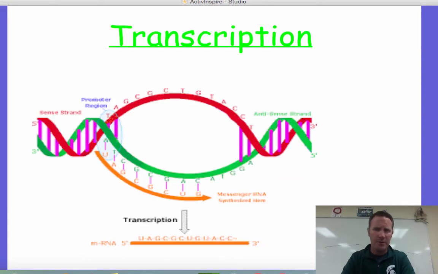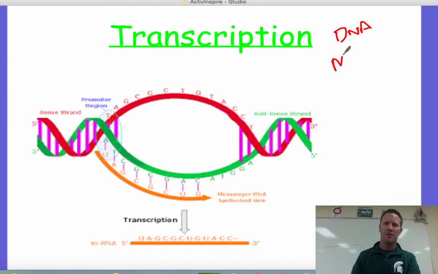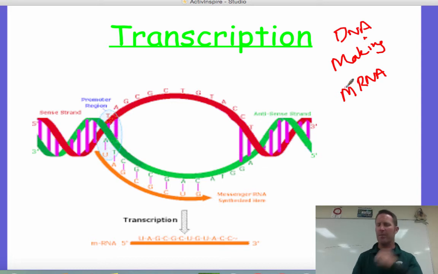Okay, next is transcription. Transcription is the first part of the process of making proteins, where we take our DNA and make an mRNA copy of it. So we're copying it as messenger RNA. Remember, this is happening in the nucleus. So our DNA is in there.